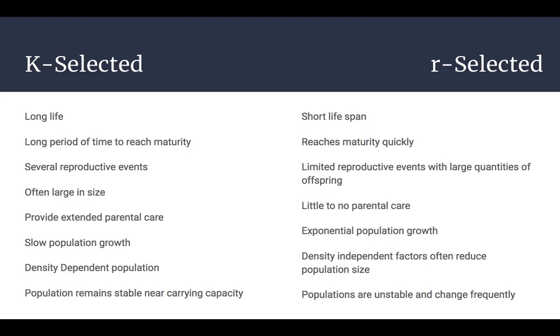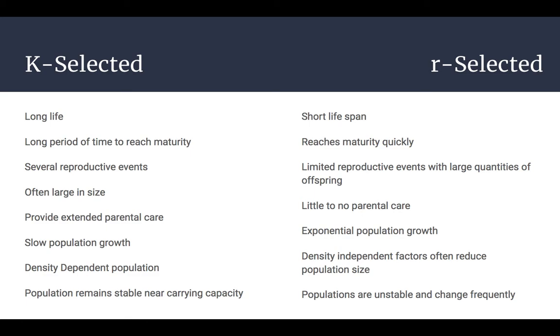Therefore, the population does not grow very quickly, and it is the density of that population, or how many organisms live in a particular area, that carrying capacity, that determines the potential growth for the population. Because of all of these things, slow growth, large size, parental care, populations don't tend to experience overshoot. They tend to stay pretty stable near their carrying capacity over time.